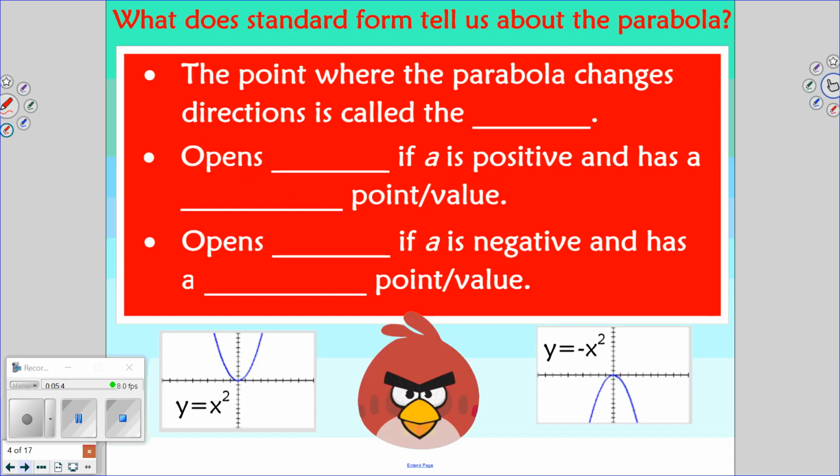So the point where the parabola changes direction is called the what, right? It's going to go up. It's going to hit a point where it's not going up anymore, right? And it's going to start coming down. Do you know what it's called? Yes. It is called the vertex.